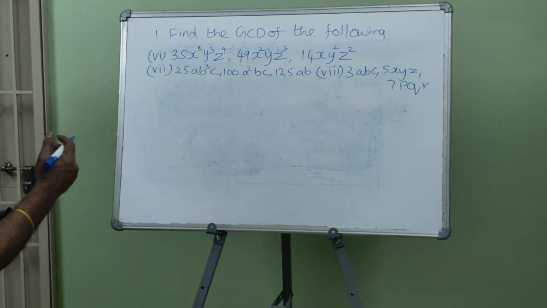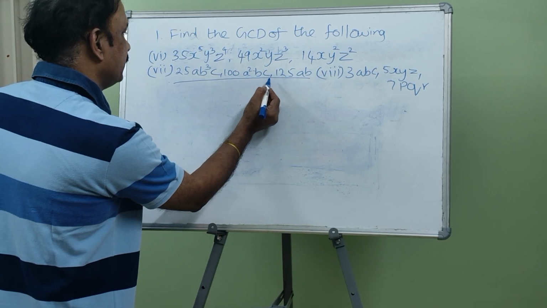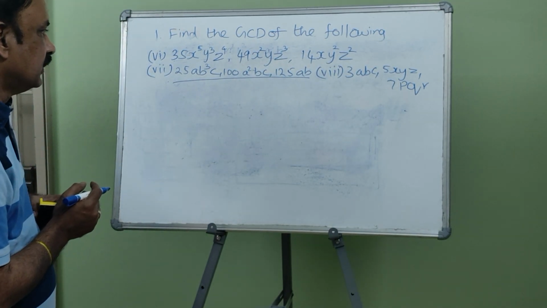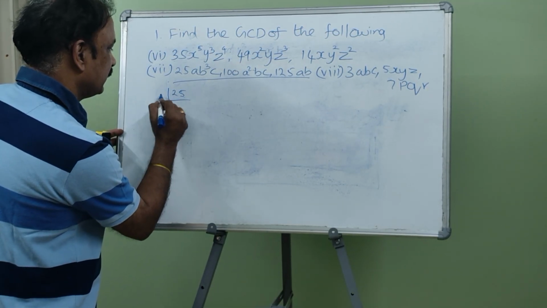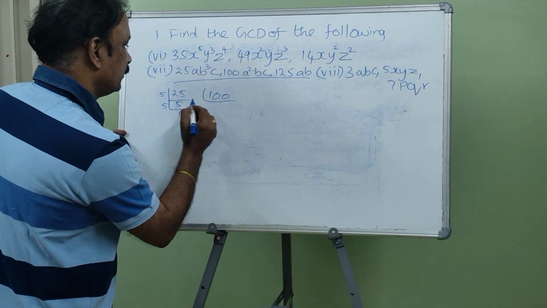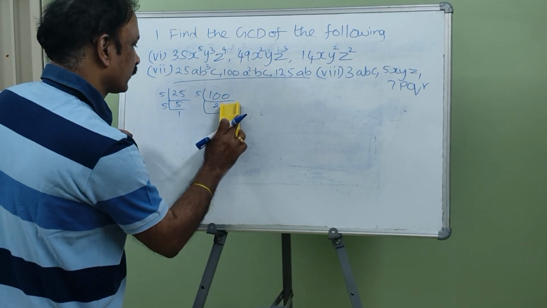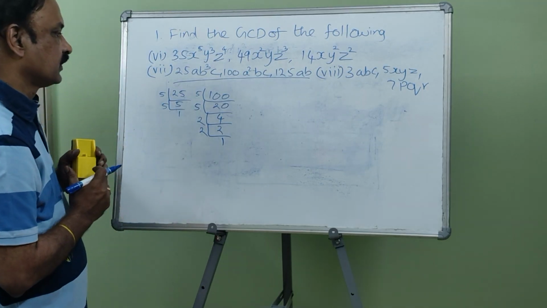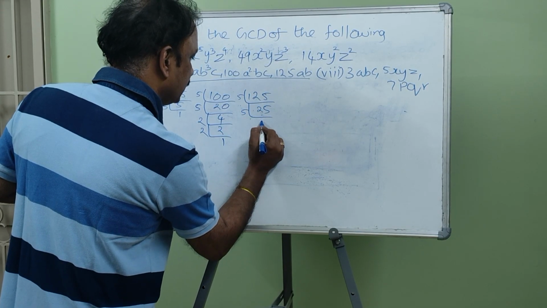I hope this is very clear. Let's look at the GCD of these three polynomials: 25ab cube, 100a square bc, 125ab. If you look at the common, let's take 25. For 25, it will be 5 into 5. For 100, you can do it as 5, another 5 and then 2. And then if you consider 125, again 5, again 5.